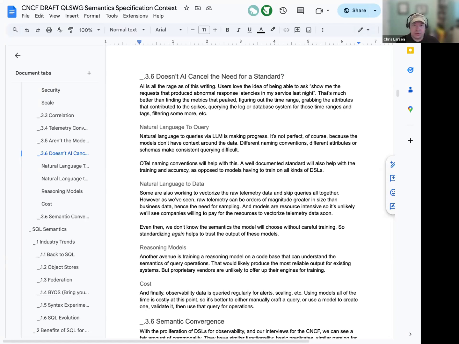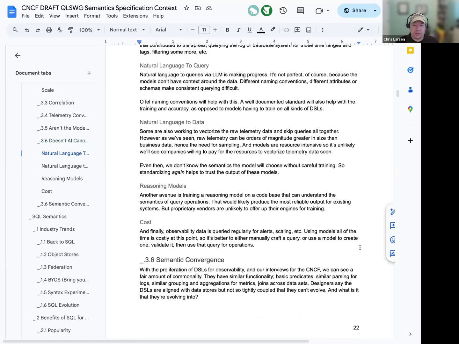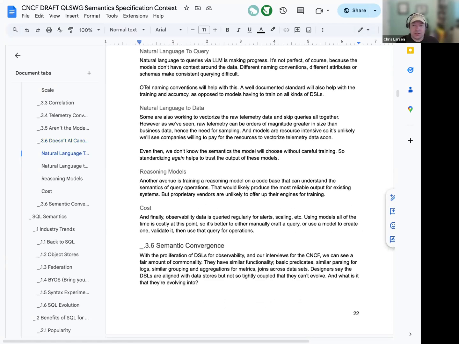Observability isn't a money maker, it's a money saver when you can use it to avoid an incident or solve an incident early. So they're not going to give us enough money yet to vectorize everything, I don't think. I think samples of it are going to be vectorized, and that makes sense.